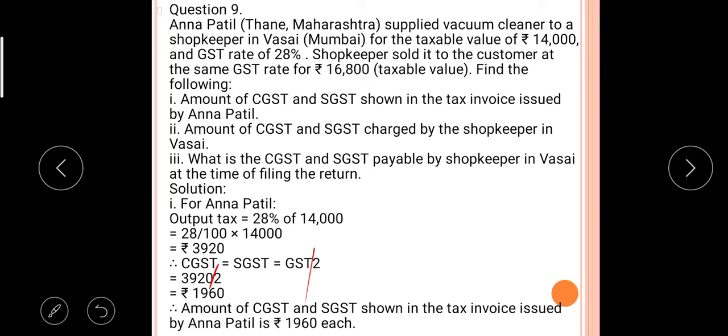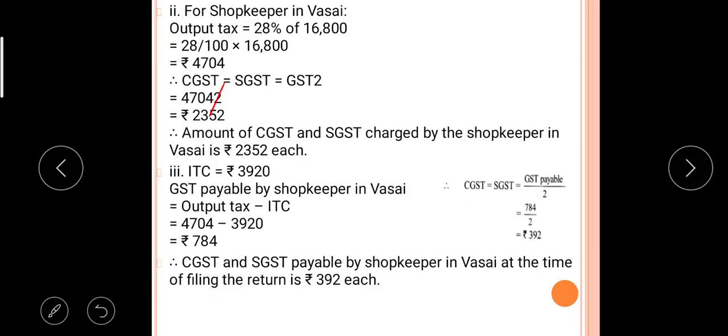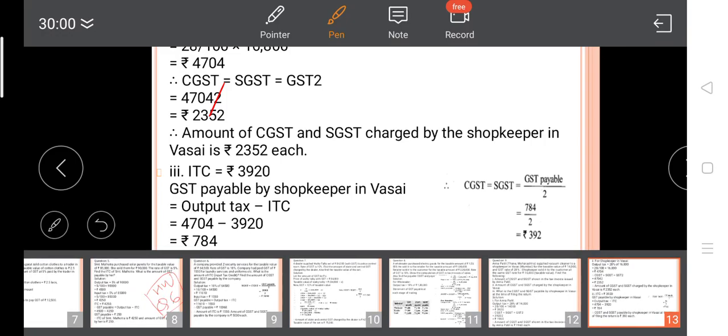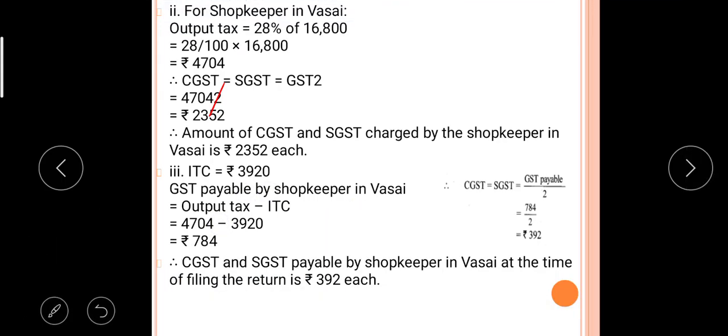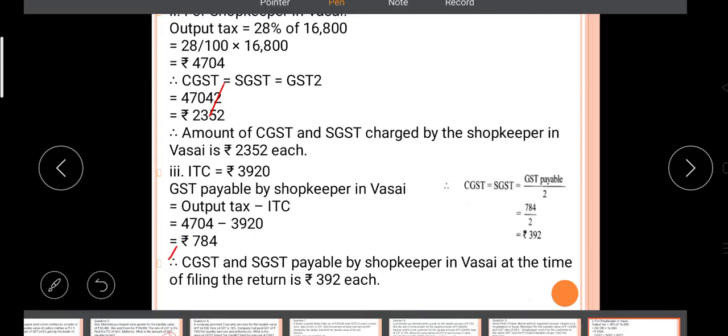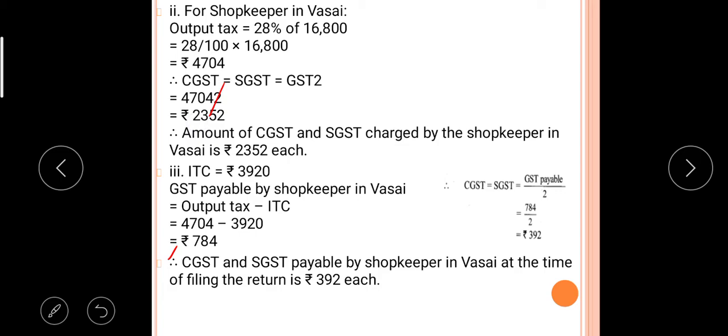For the shopkeeper it is 3,920. So the amount of CGST and SGST charged by the shopkeeper is this much. ITC, the input tax for the shopkeeper, is 3,920. So GST payable by the shopkeeper is output tax minus input tax, because he is selling and also purchasing. So output tax 4,704 minus input tax 3,920 rupees, and therefore it is 784 rupees of GST payable by the shopkeeper, and CGST and SGST are GST payable divided by 2, so it is 392 rupees. This is the shopkeeper's invoice, paid at the time of filing the return.